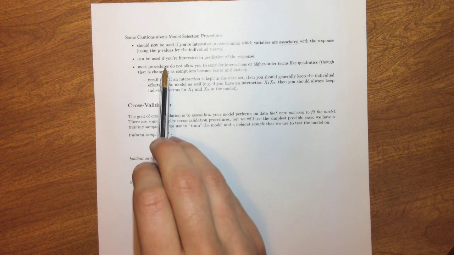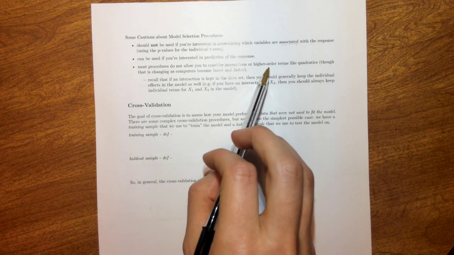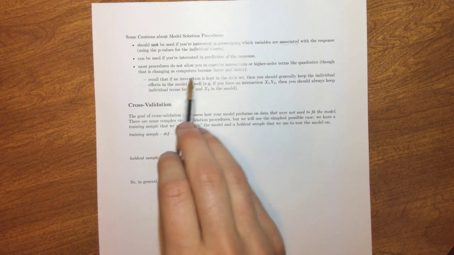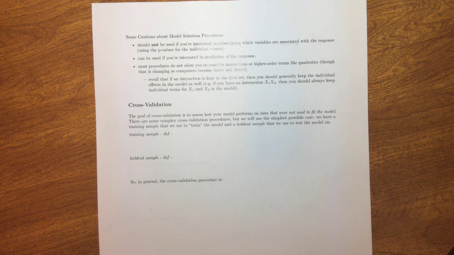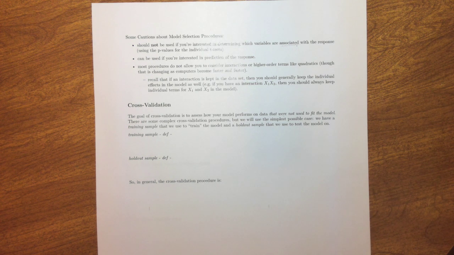Most procedures don't allow us to consider interactions or higher order terms like quadratics, but that is changing as computers get faster and faster. And there's a final note on here that if you have an interaction in your model, then you generally always keep the individual effects as well, which we talked about a little bit when we introduced interactions. Okay, so that's about it for the model selection. You'll see more of best subsets in R.